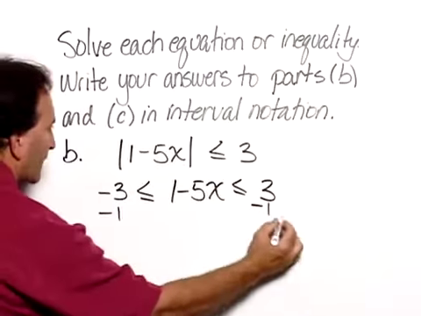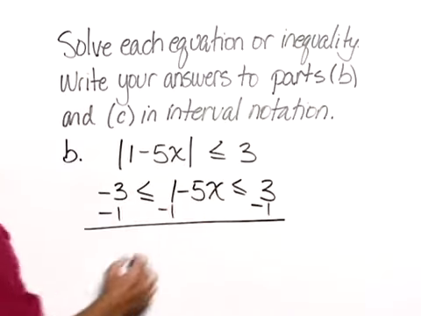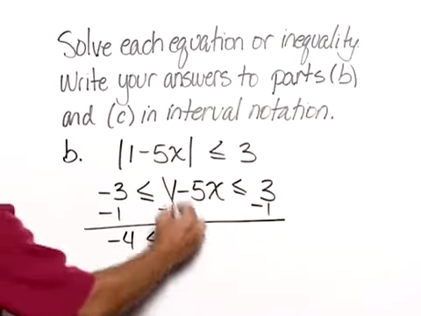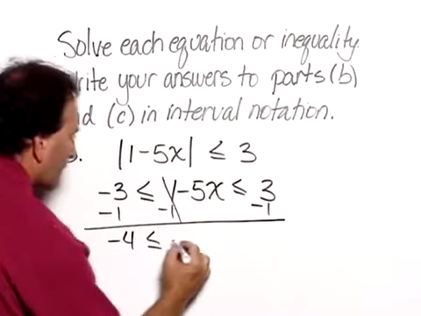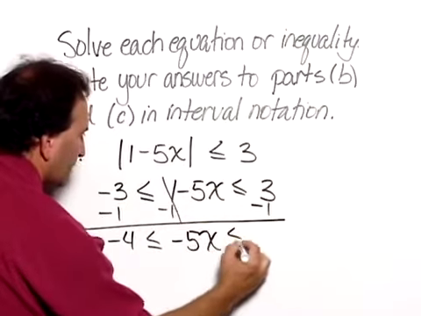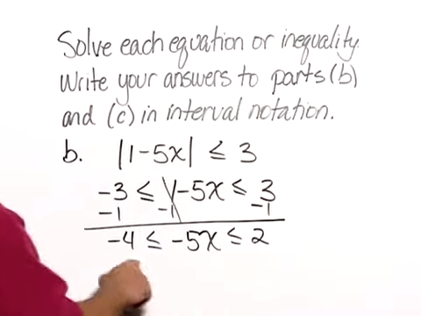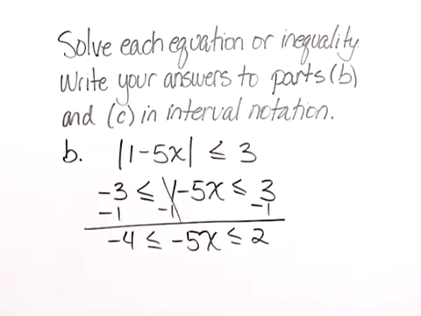Subtract 1 from each of the parts. So we get negative 4 is less than or equal to, these add up to 0, so it's negative 5x, which is less than or equal to 2. Now we need to divide each of the three parts by negative 5. But remember, that means we need to switch the direction of the inequality.